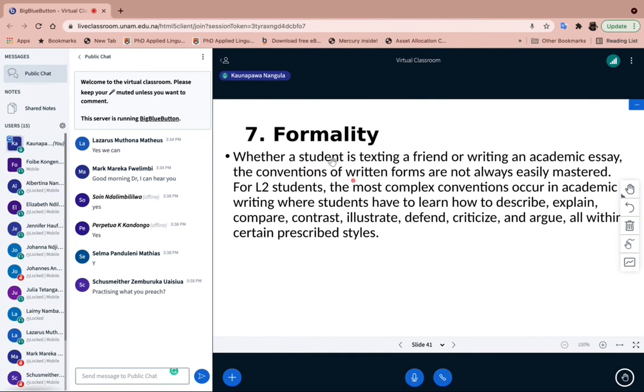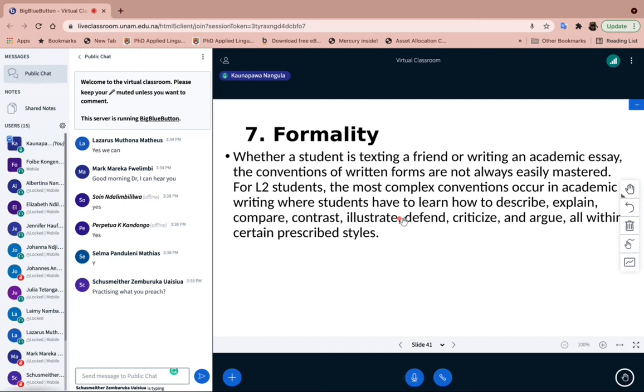So whether a student or a learner is texting a friend or writing an academic essay, the conventions of written forms are not always easily mastered, because what happens during the examination, for example, and I think it was in the examination report where they say that the learners tend to use what kind of language? Texting language when they write. And I feel like because they practice texting language for the most part, they do this more often. Do you get what I mean? They really do this more often.